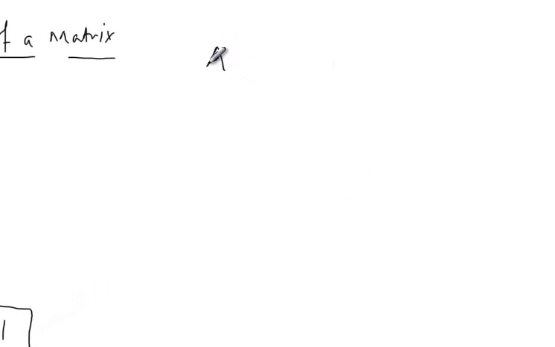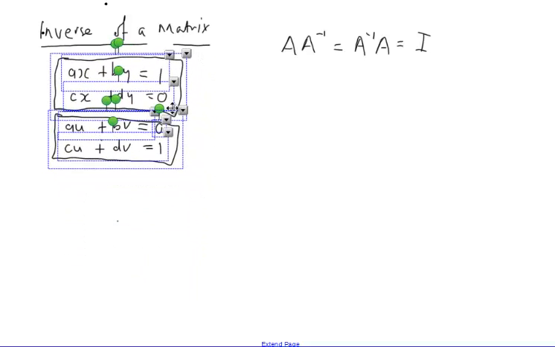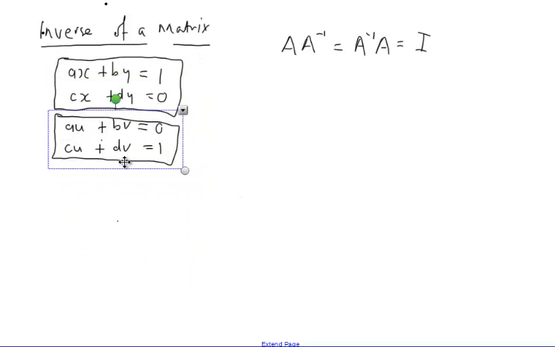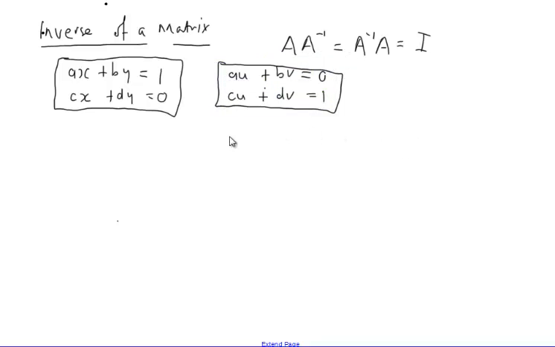What we keep in our mind is that A times A inverse equals A inverse times A equals the identity. Now let me pick this now. Right, let's do this now. Let's find X and Y using Cramer's rule.